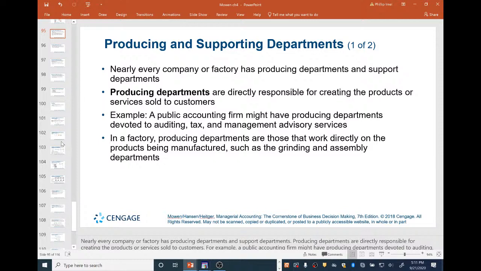In a factory, producing departments are those that work directly on the products being manufactured, such as the grinding and assembly departments, okay?